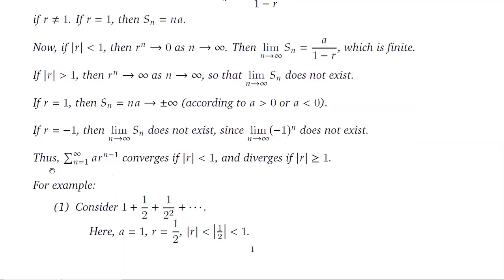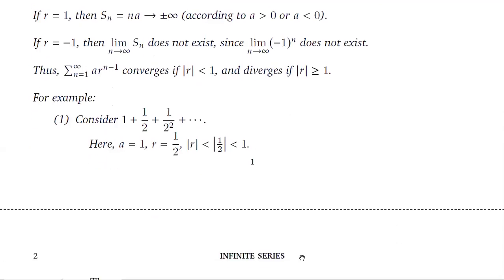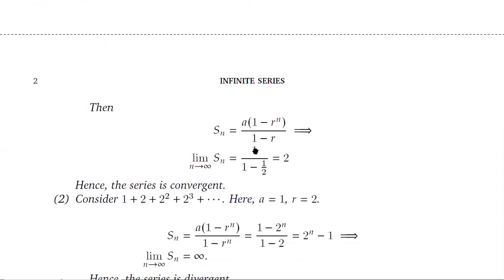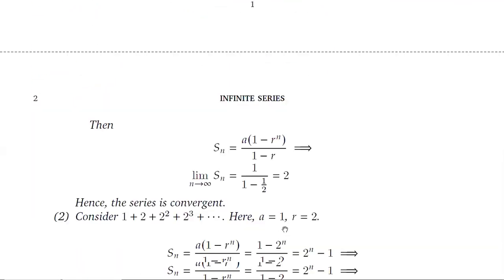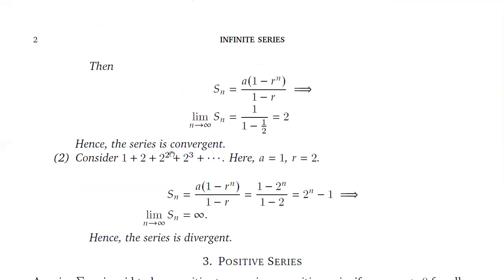For example, let's consider this series 1 plus 1 by 2 plus 1 by 2 square and so on. This is a geometric series again with a equal to 1 and r equal to 1 by 2, which is less than 1. We have seen that if modulus of r is less than 1, r power n, which is 1 by 2 power n, tends to 0 as n tends to infinity. Then limit Sn as n tends to infinity is equal to a by 1 minus r, which is 1 by 1 minus 1 by 2, which is equal to 2. This is a finite number, therefore we say that the series is convergent.